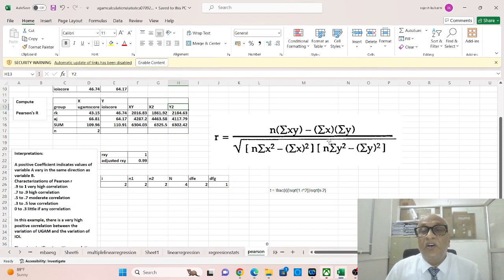I have to calculate summation of x. Is it not? So x, summation of x. I have to calculate summation of y. Y, summation of y. I have to calculate summation of xy. I have to calculate summation of x square. I have to calculate summation of y square. So this is how I have to calculate.